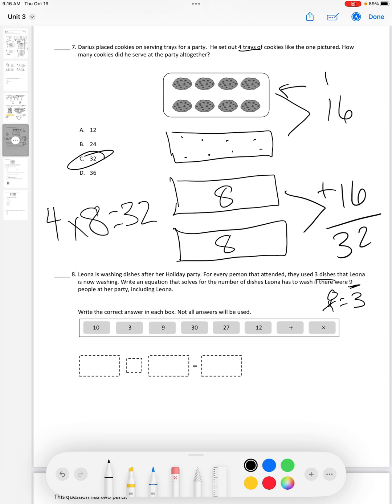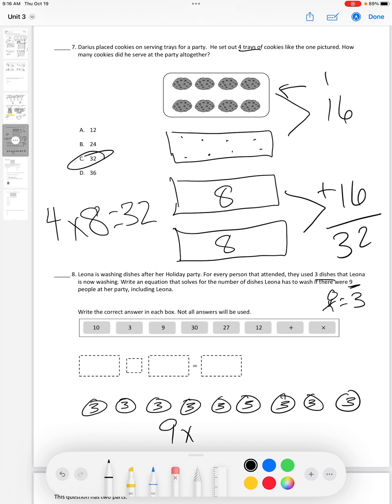So what I'm going to do is, I know there were 9 people there. I'm going to draw a model. And here I have a group to represent each person. It says that each person used 3 dishes that she's washing. The multiplication sentence that I'm going to use for this is 9 groups, 9 people, times 3, the number of dishes each person used, equals, and if you added all this up, you would get 27.